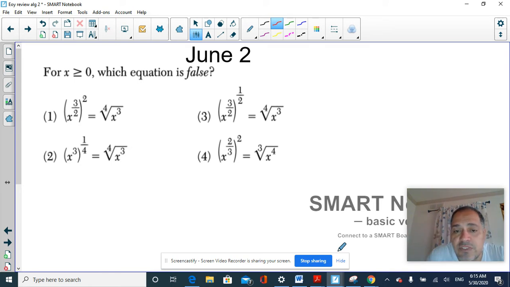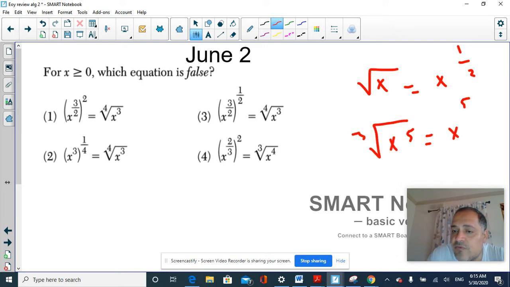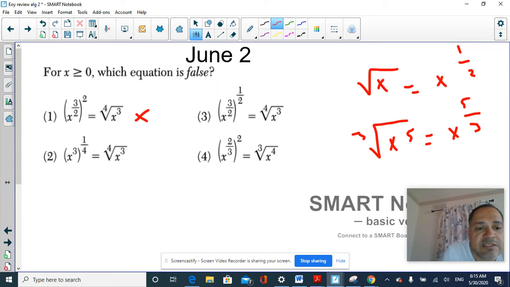So for example, if we have the square root of x, this means we have x power half. If we have the cubic root of x power 5, this means x power 5 over 3. So now we have to make a relation between both. Like we have the first one, the radical of what? x power 3. So this is represented as x power 3 over 4. So now, the first part we have here is x power 3 over 4.